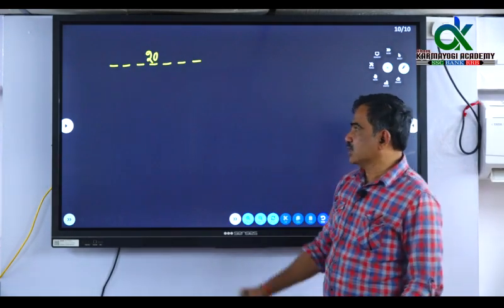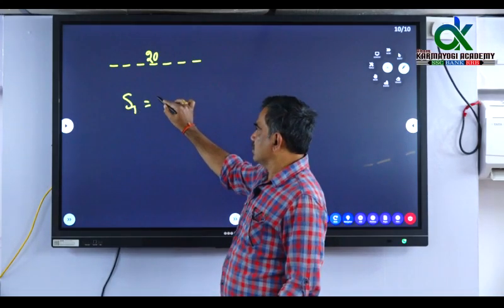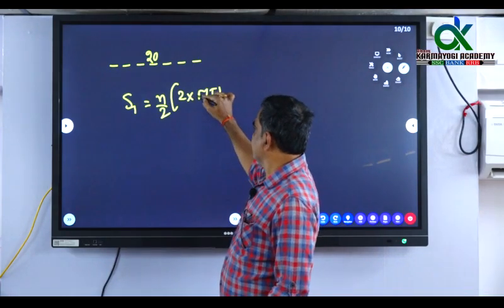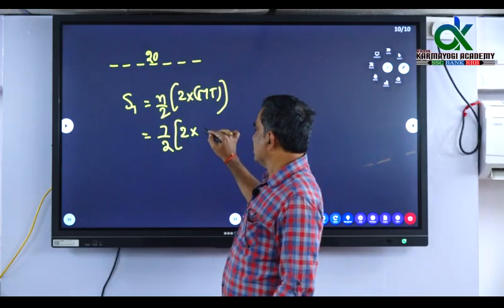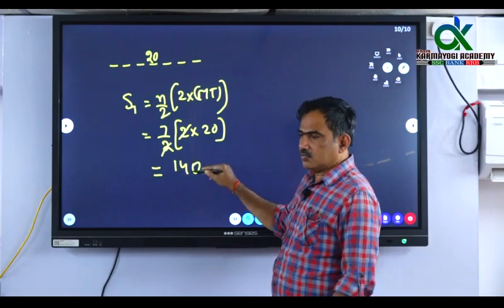If the middle term is given, what is the formula for the sum of 7 terms? N by 2 into 2 times the middle term. So, 7 by 2 into 2 times the middle term, which is 20. The 2 cancels. So, the answer is 140.